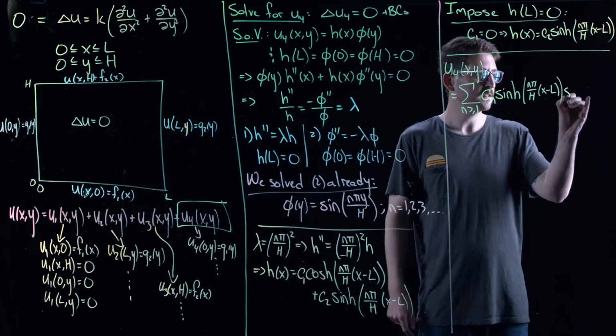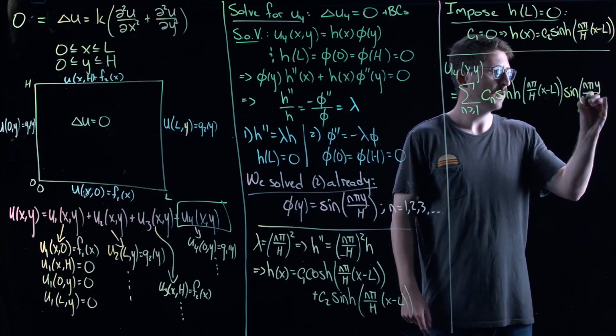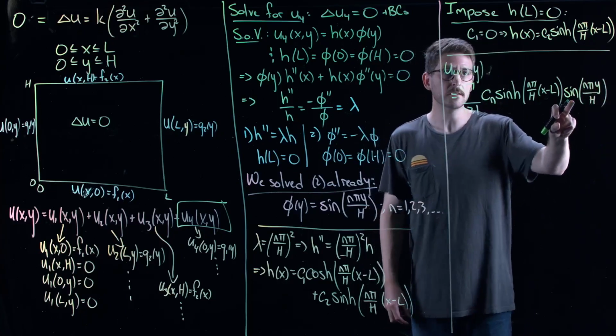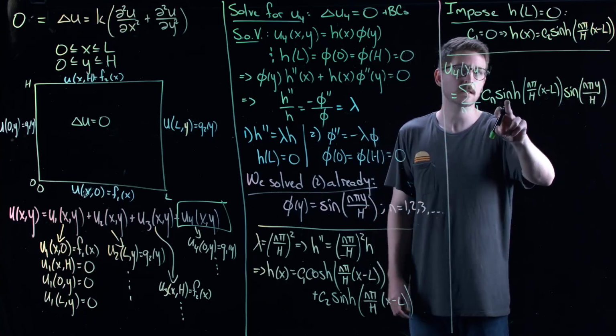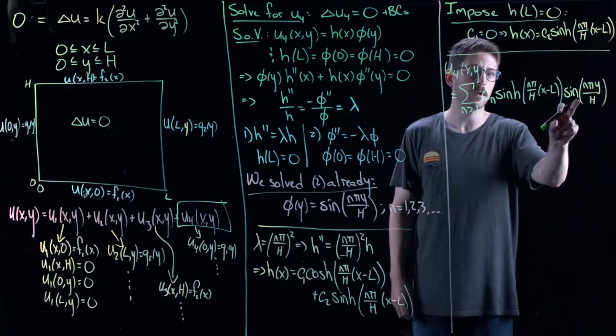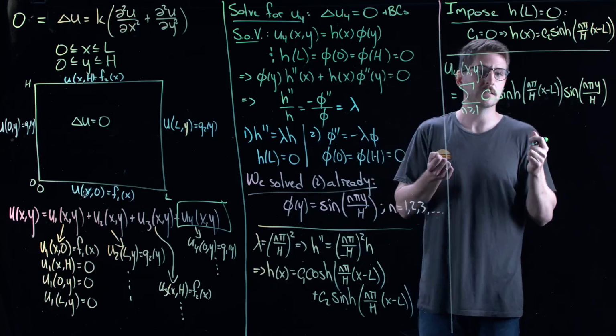And then times sine n pi y over h. So wiggles in space, these sort of exponential growth and decay in the x direction. Okay, wiggle in one direction, exponential growth and decay in the other. Now here's what I'm going to tell you.